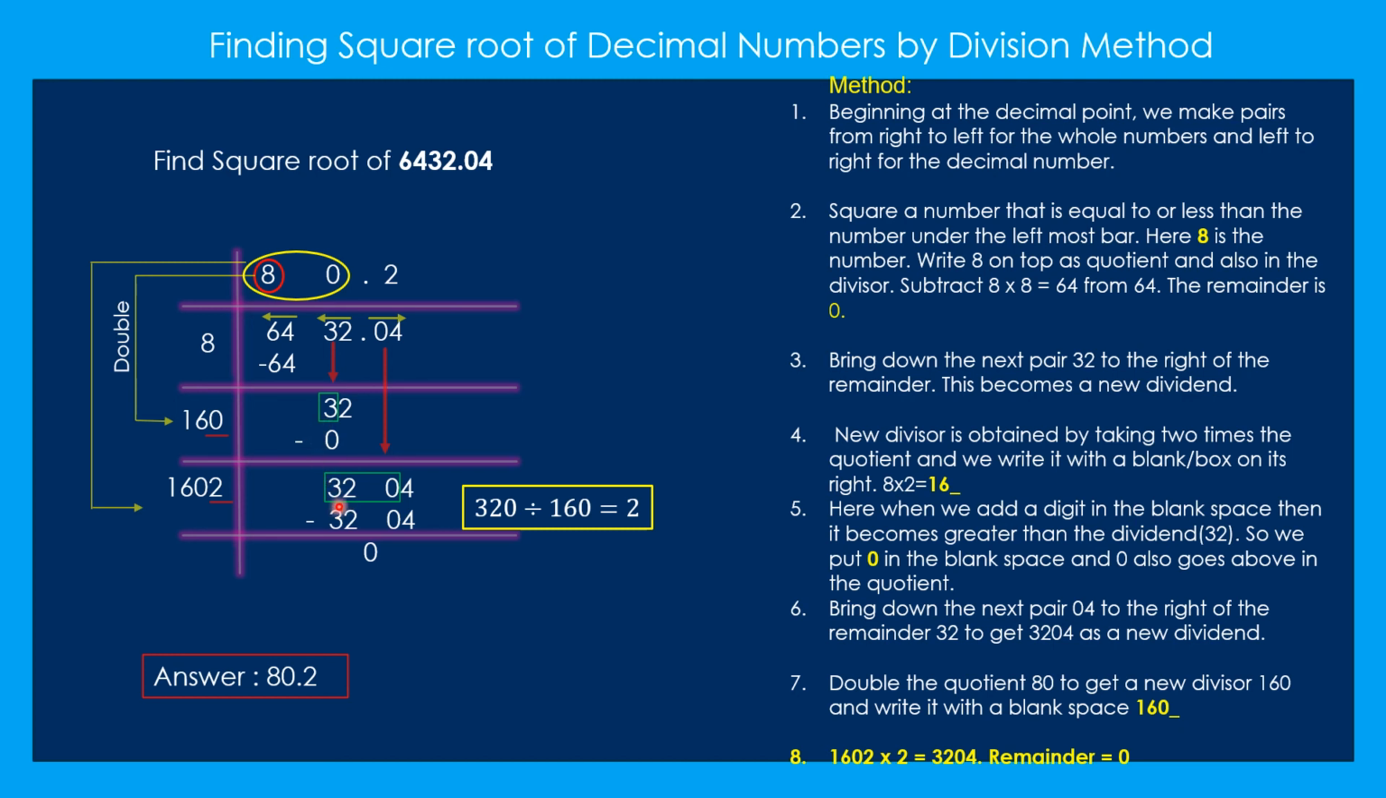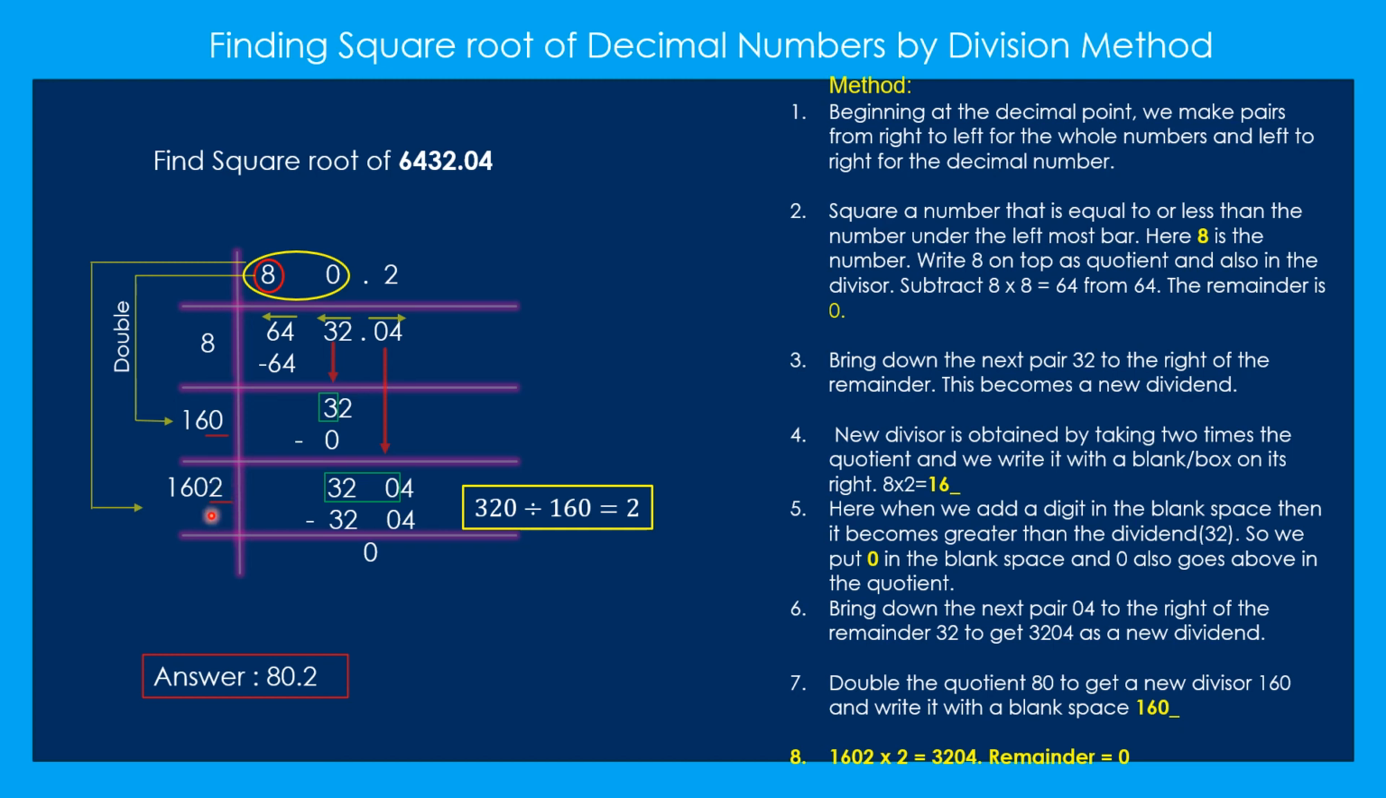After you get the remainder 32, you bring down the next number. But here you have to put the decimal, because the next number you are bringing down is after the decimal. So after 0 you put the decimal and then you bring the number 04 here. So your new dividend is 3204. To find the new divisor, you double the quotient 80. So when you double the quotient 80, you get 160. You write 160, and to the right you write a blank space.